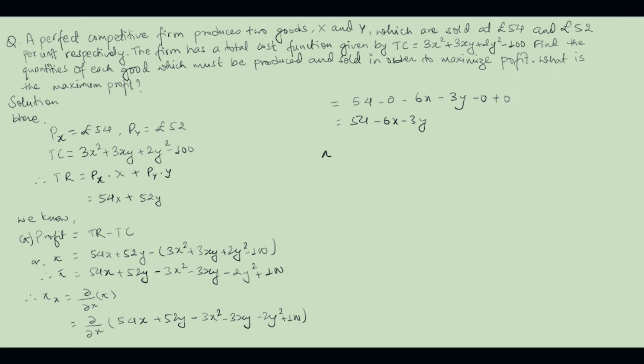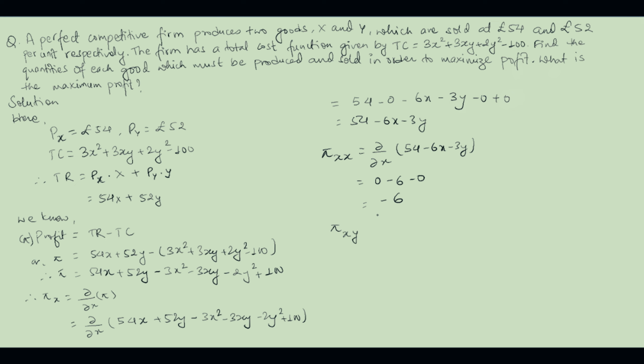Now again, the double partial derivative with respect to x, what will you get? From 54 minus 6x minus 3y, it is 0 minus 6 minus 0. It is minus 6.